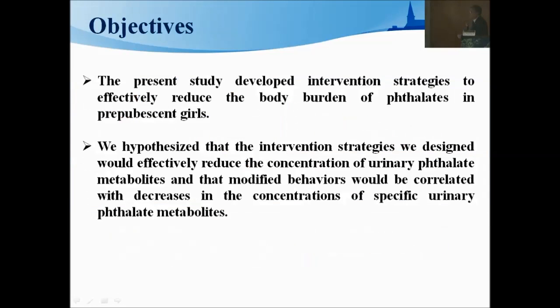So the objective of our study is to develop an intervention strategy to effectively reduce the body burden of phthalate in prepubescent girls. We hypothesize that the intervention strategy we designed would effectively reduce the concentration of urinary phthalate metabolites, and that the modified behavior would be correlated with a decrease in the concentration of specific urinary phthalate metabolites.